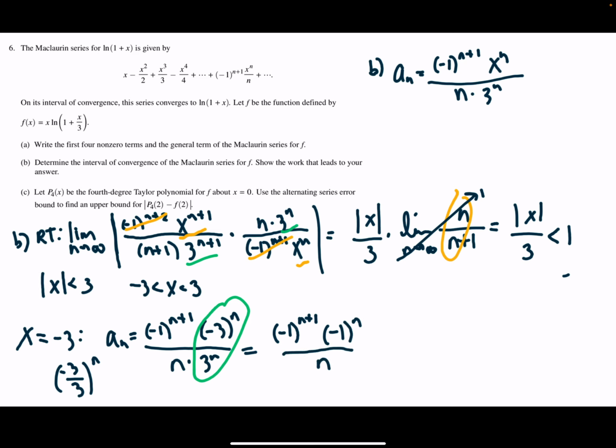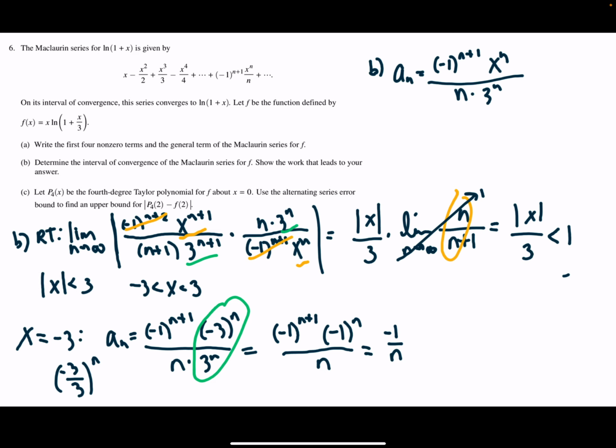Now, I know this looks like an alternating series, but it might not be one. If you try plugging in n equals 1, I get (-1)^2 times (-1)^1, which is a positive times a negative, which is negative. If I plug in n equals 2, I get (-1)^3 times (-1)^2, which is a negative times a positive, which is negative. If I plug in n equals 3, I get (-1)^4 times (-1)^3, which is a positive times a negative, which is negative. So this is actually equivalent to having -1 over n.